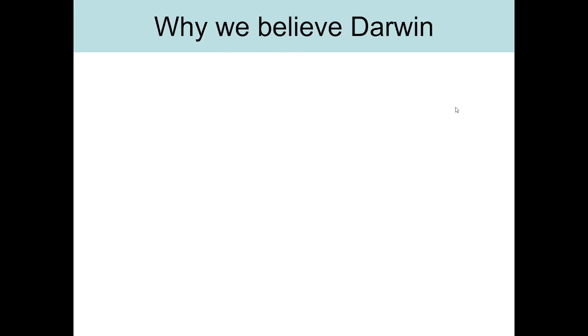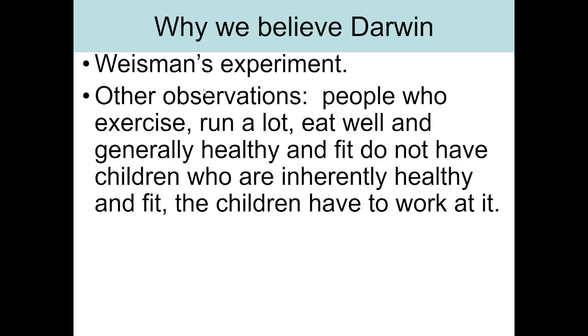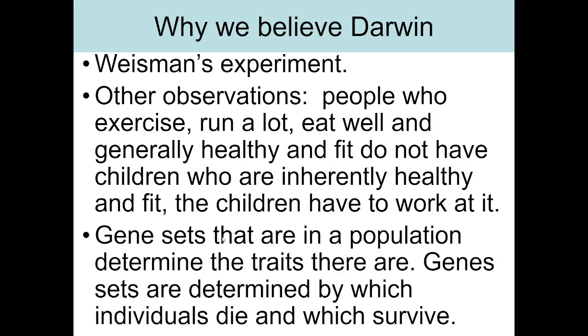Why we believe Darwin: Weismann's experiment. Another observation: people who exercise, run a lot, eat well, and are generally healthy and fit do not have children who are inherently healthy and fit. The children have to work at it. Gene sets that are in a population determine the traits there are. Gene sets are determined by which individuals die and which survive.